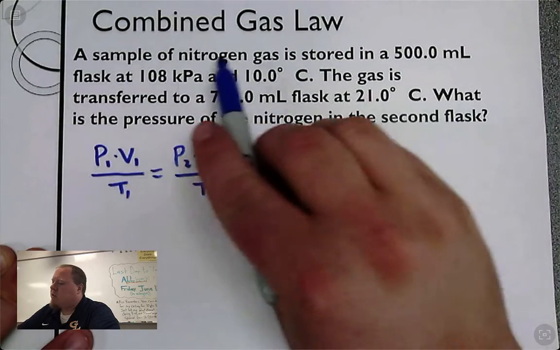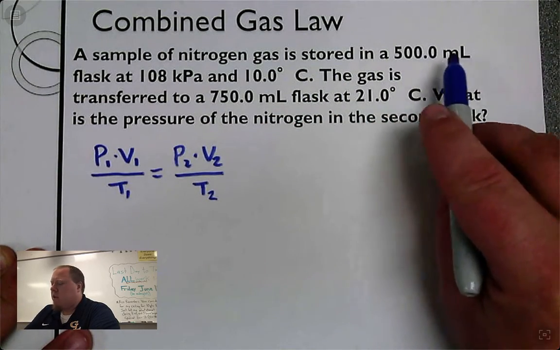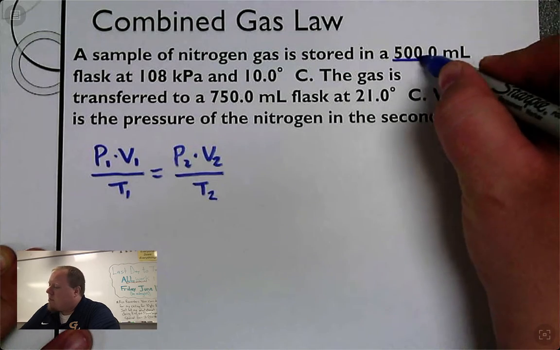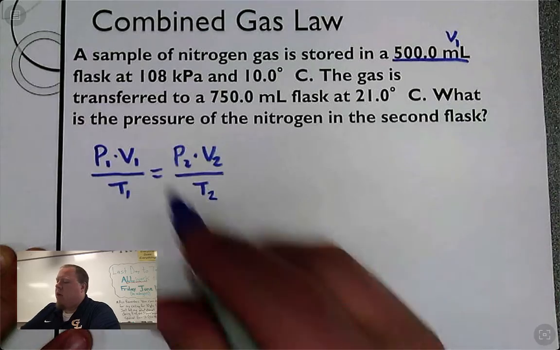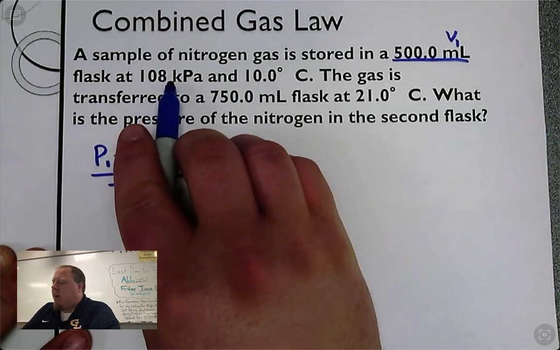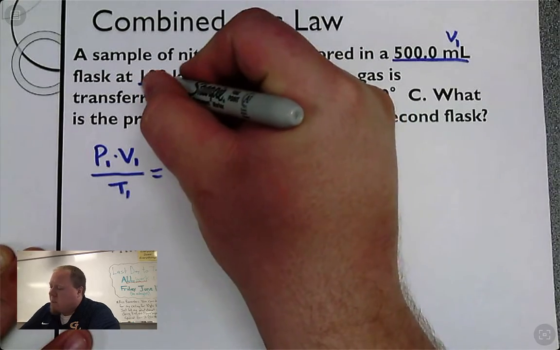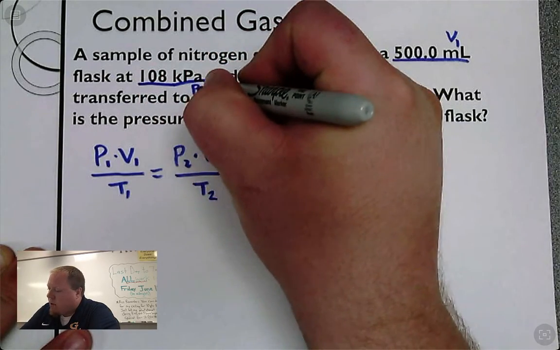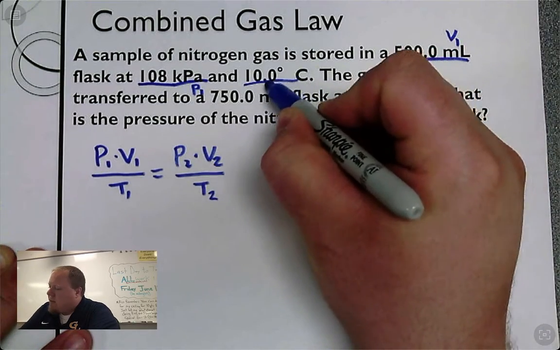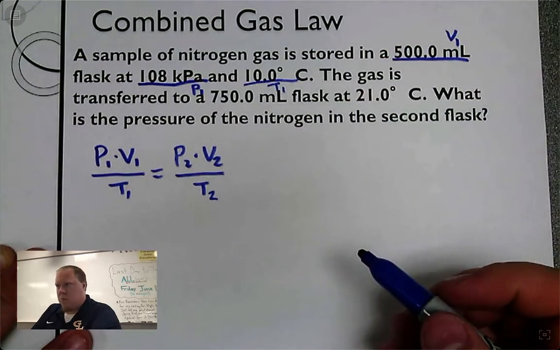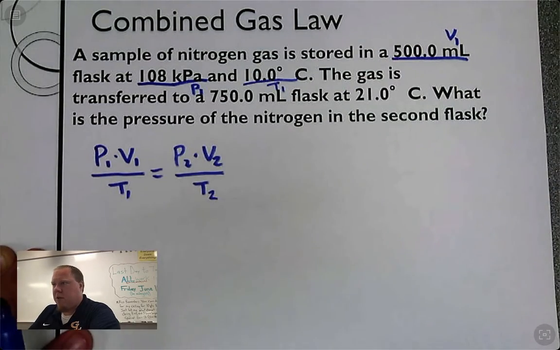Okay, so a sample of nitrogen gas is stored in a 500 milliliter flask. So that's volume, and that's going to be our starting volume. So this right here is V1. Okay, at 108 kilopascals. So if this is V1, then this is the pressure that goes with it. So this is P1, that's a pressure, and 10 degrees Celsius. That would be T1. Okay, so it starts at 10 degrees Celsius. So we have P1, V1, and T1, right?